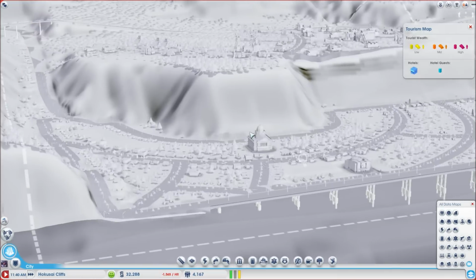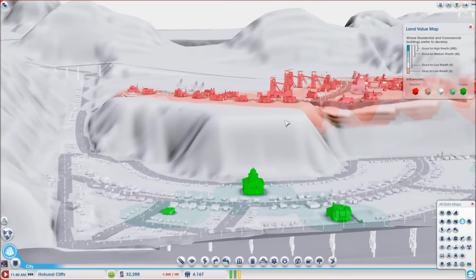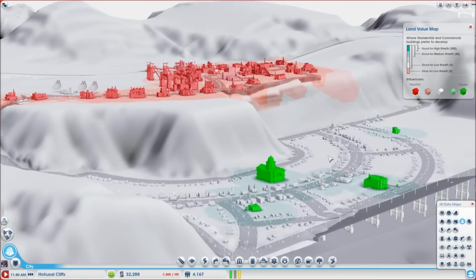So that's kind of a quick overview of the maps. Again, I'm going to highlight that the land value map is by far the most important one. It helps show you where you can potentially expand and improve what is there, and what is kind of encroaching on areas and limiting your ability to improve your city as well as your income.